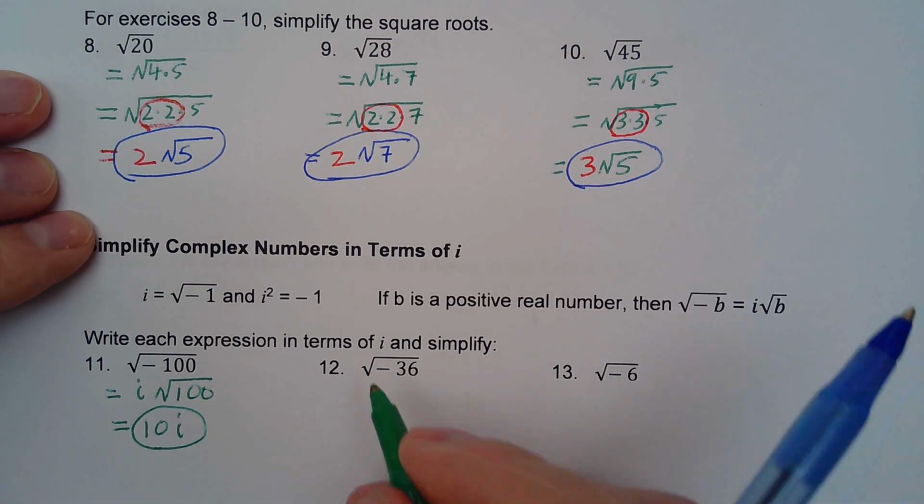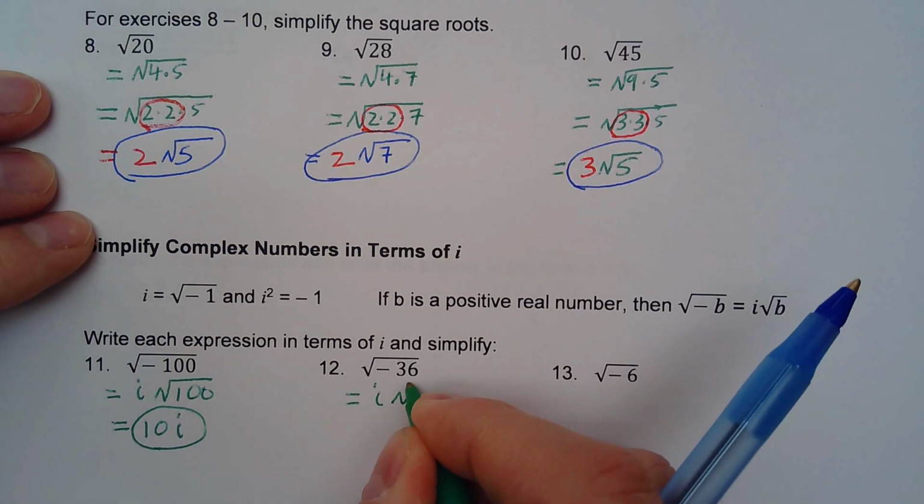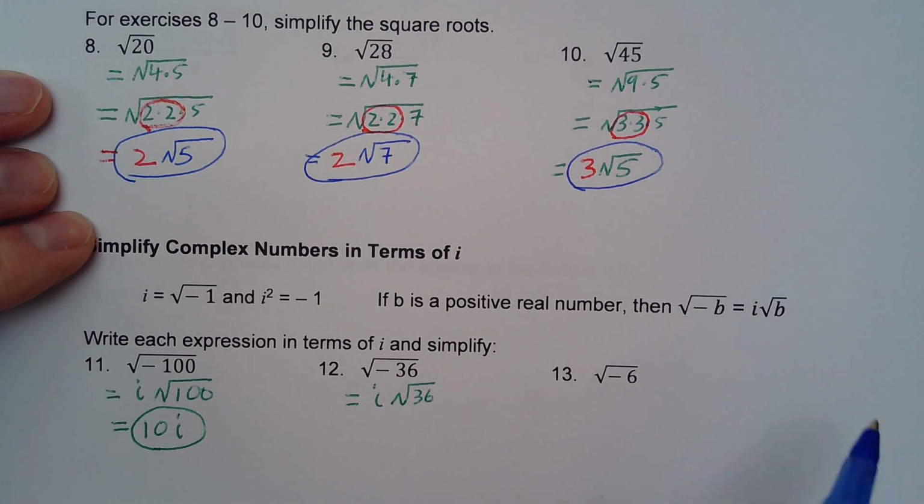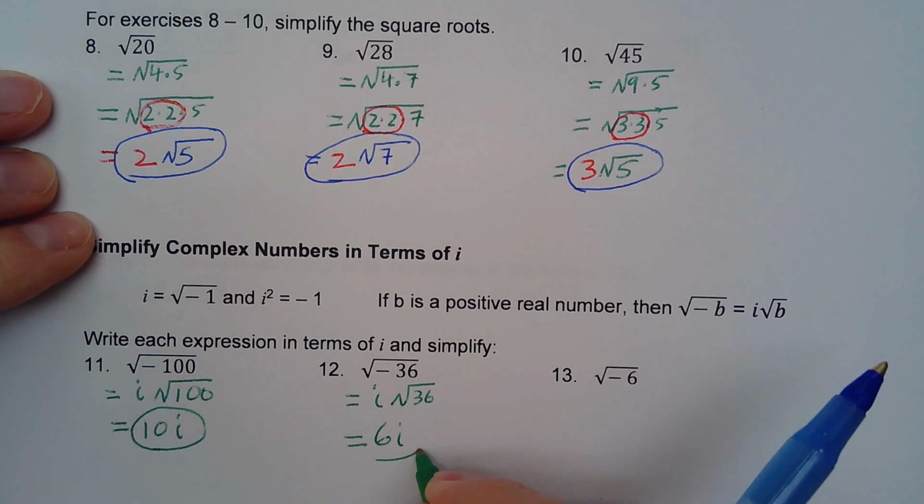Same thing here. I'm going to write that in terms of i. Gets the negative out from underneath the square root, then square root of 36 is 6. So I'm going to end up with 6i.